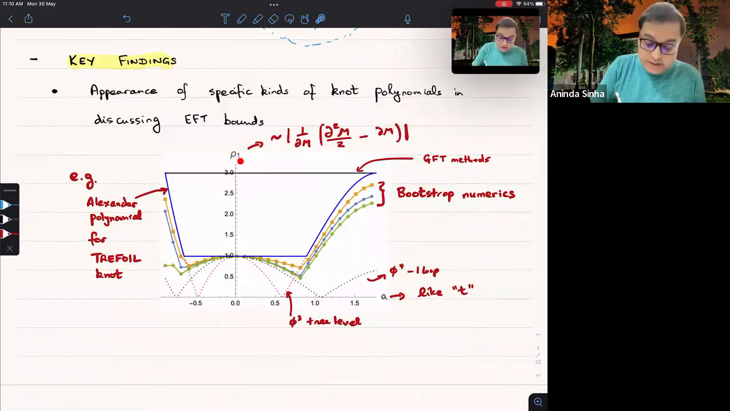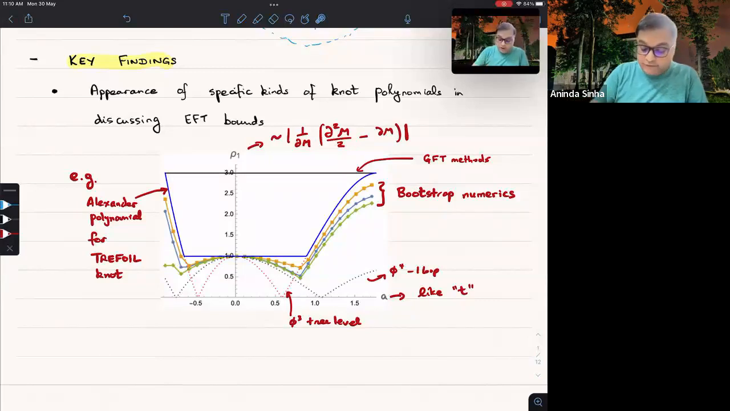So the y-axis here is a specific combination of the derivative of the amplitude. So we are taking the second derivative of the amplitude, normalizing it by the first derivative, and taking the modulus. So that is the y-axis. I will explain more specifically what the derivative is with respect to later on. It is with respect to the crossing symmetric variable. I will introduce that in a bit. And we are asking what is the magnitude of this object?